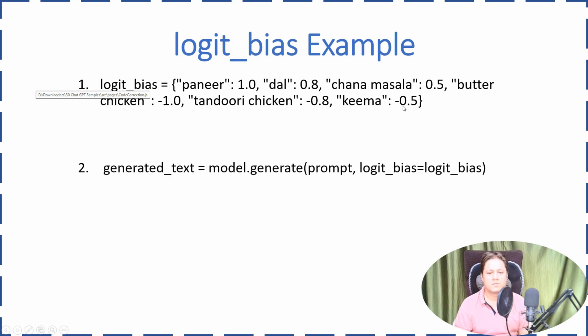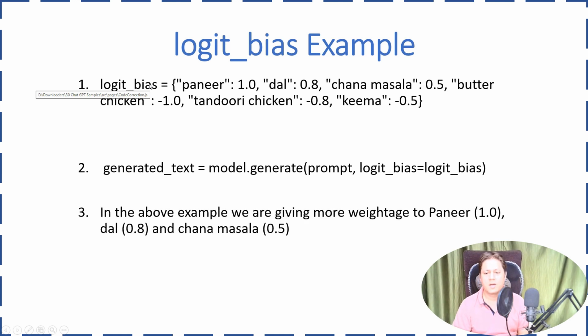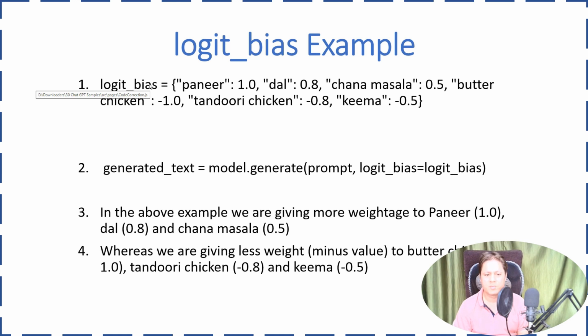So this is the example of the kind of values I will provide to the server so that it can respond accordingly. And if you see here, this is the way we can call model.generate, and this is the prompt, whatever the user is writing, and then the Logit bias value is whatever I have set here at the top, like this. I have also explained the same thing that I was telling you right now, that I have given more weightage to paneer, dal and chana masala and less weightage to butter chicken, tandoori chicken.